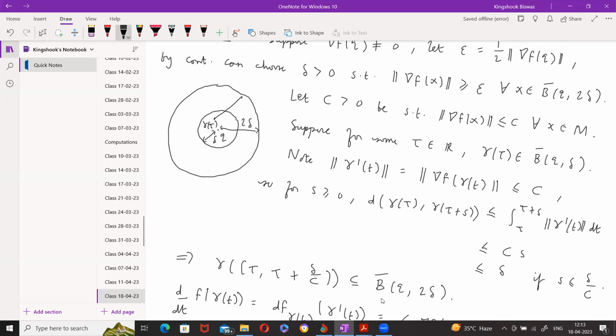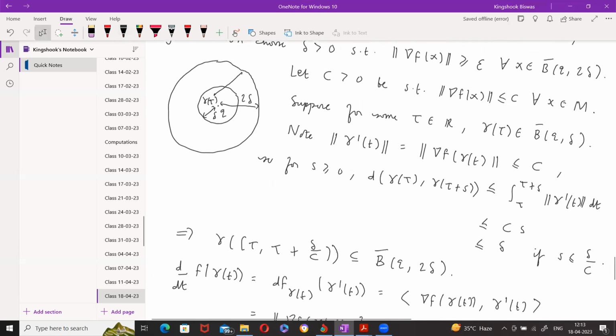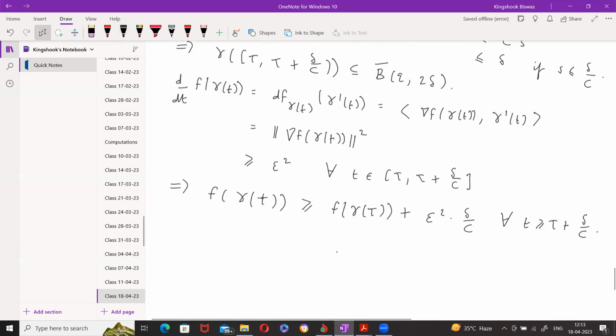each time I enter the ball, I'm going to increase by this amount, epsilon squared into delta by c. Is it clear? Yes, sir. Okay. So that will tell me that f tends to plus infinity along this integral curve. That's a contradiction because f is bounded. That's it.